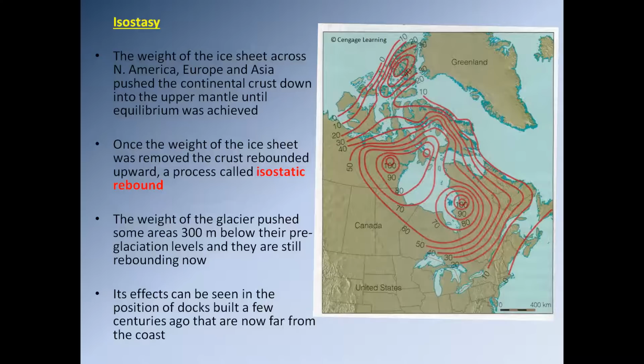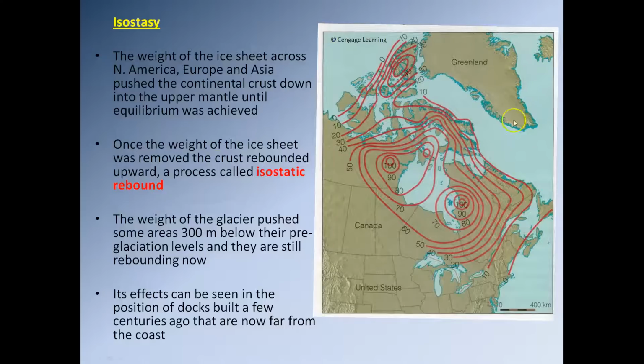Now, once the ice sheet began to melt, and once it's gone completely, obviously that means the weight is gone, and so the continental crust will naturally bounce back up. As we've already discussed, this is called isostatic rebound. The weight of the glacier pushed some areas 300 meters below their pre-glaciation levels, and they're still rebounding now.